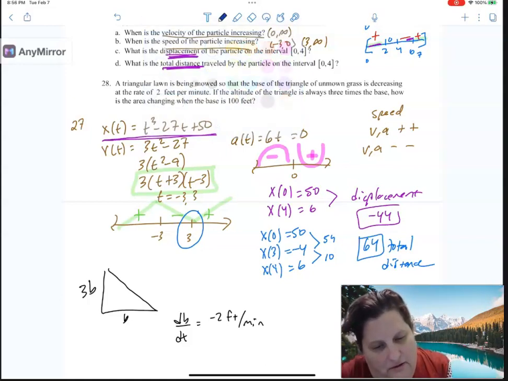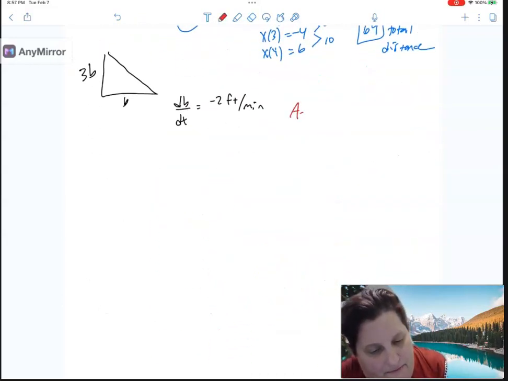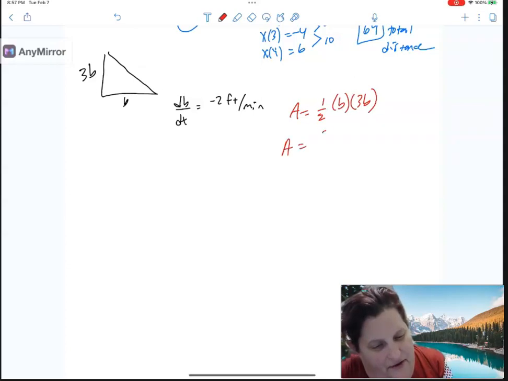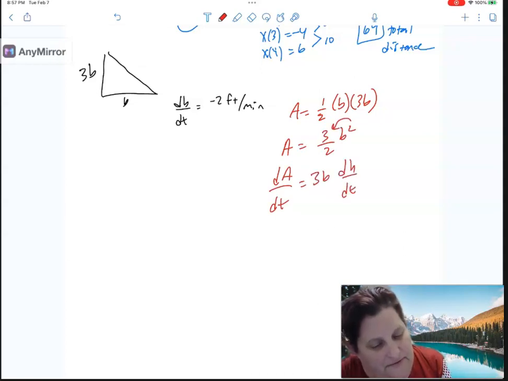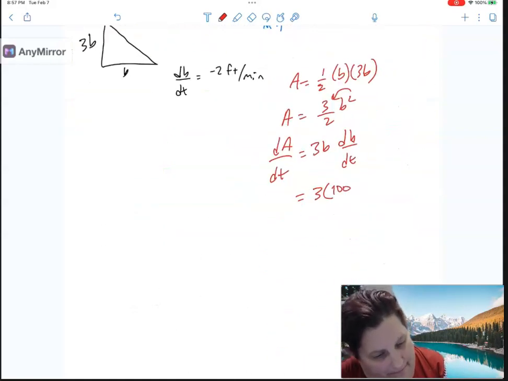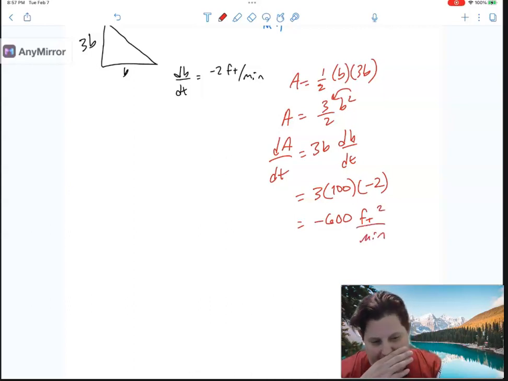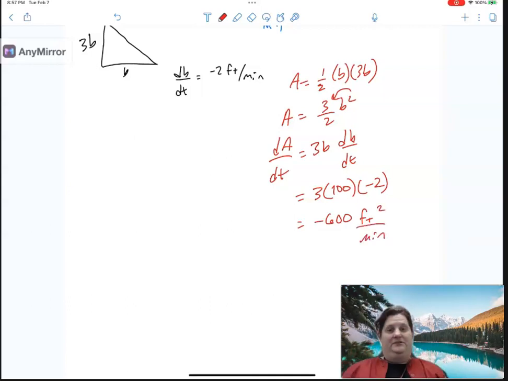All right. Well, the area of this triangle is 1/2 base times height. So I'm going to go ahead and call the area 3/2 b squared. Now, if I take dA/dt, this is going to give me 3b dB/dt. It says when the base is 100, and dB/dt was -2, so that's going to equal -600 feet squared per minute. So it's being mowed at a rate of -600 feet squared per minute.